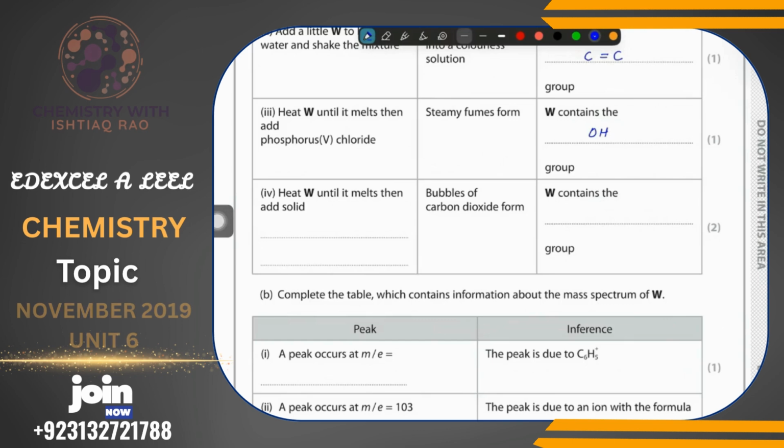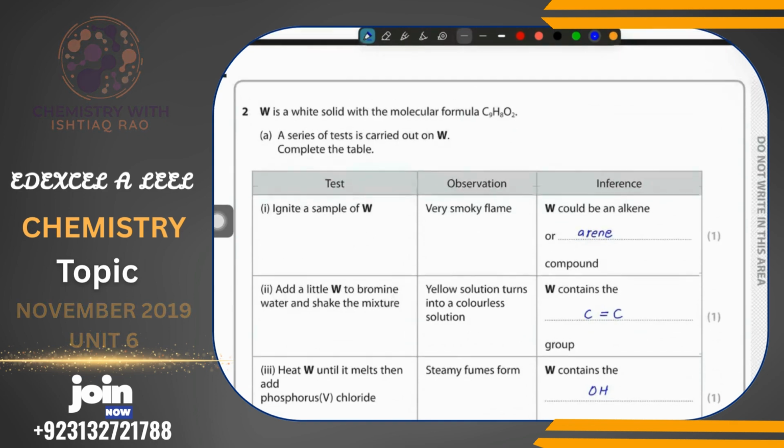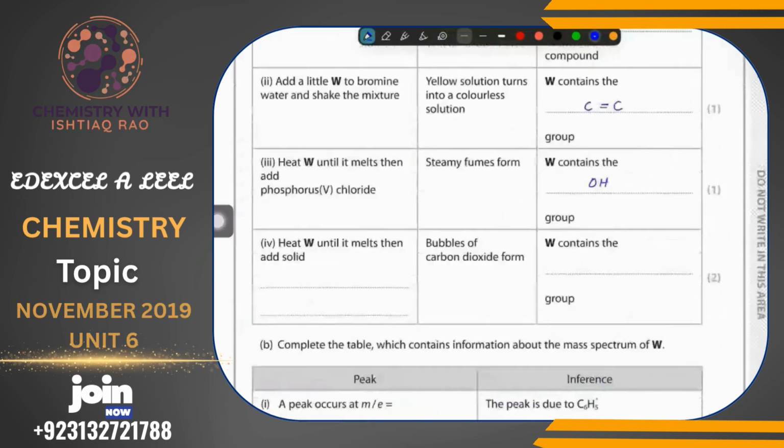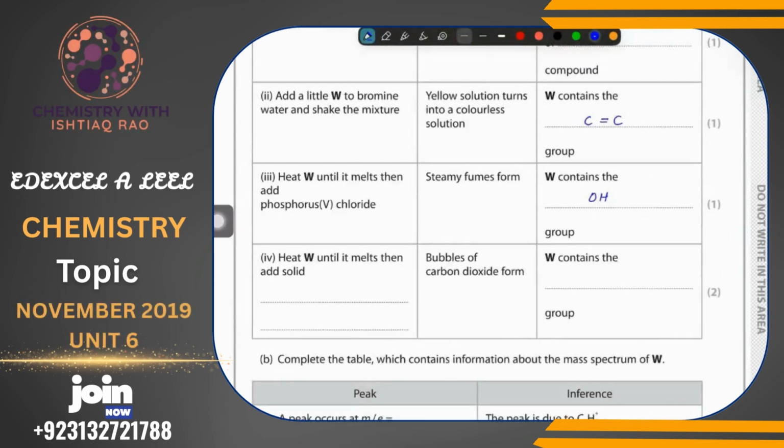Bubbles of carbon dioxide. And you know what W is? Is W a carbonate? W is this one, C9H8O2, two oxygen atoms. Bubbles of carbon dioxide form, so it's going to react with carbonate. When something reacts with carbonate, carbonate is a base, so it's going to be an acid. It's going to be a carboxylic acid, right?